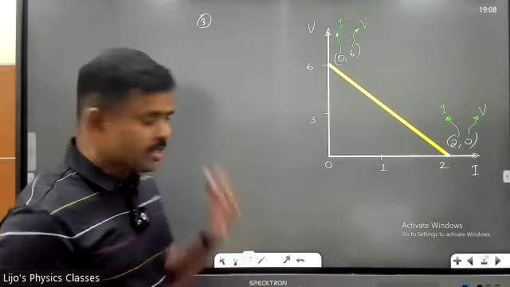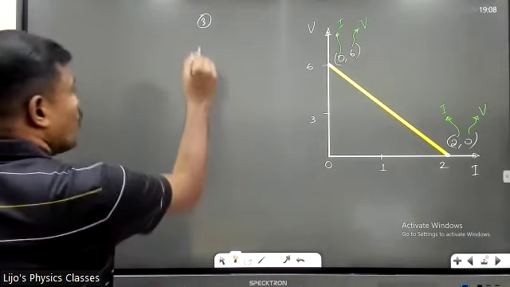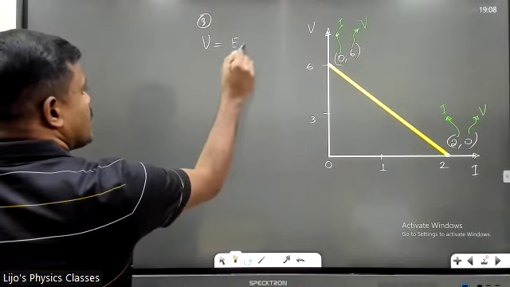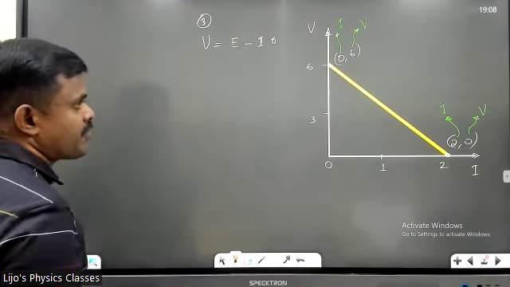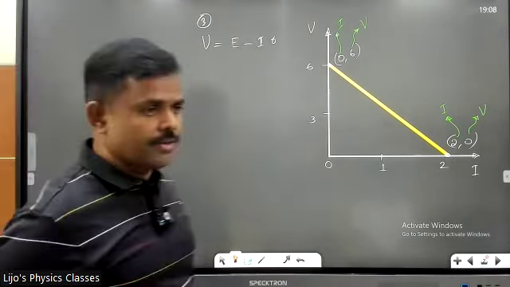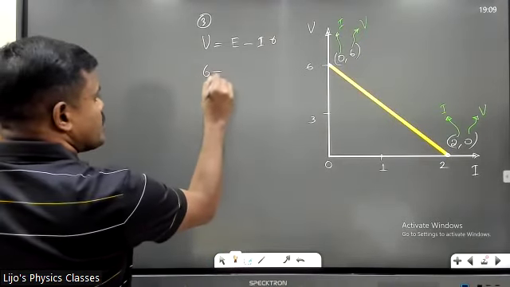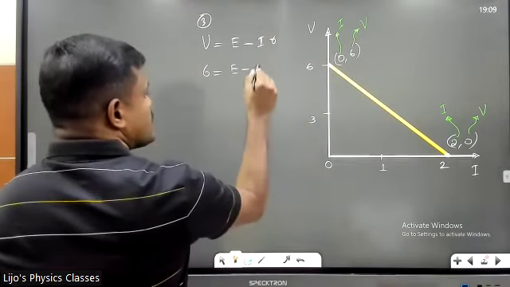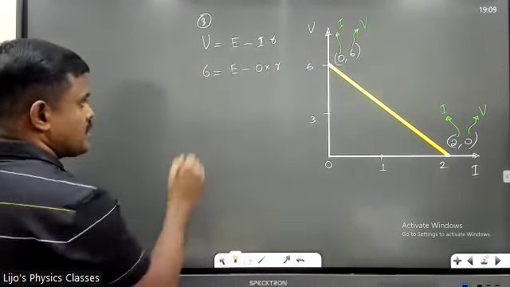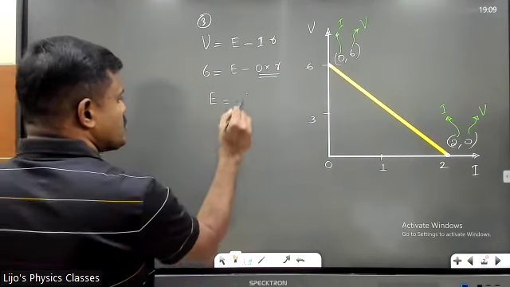Right. So first of all, write the equation. What is the equation you're going to use? V is equal to E minus I into R. So let us put the first location, the coordinates. Tell me, Dhruvi, what is here? At this point, V is 6, right? You can put the value. 6 is equal to E, which I have to find out, minus I, whose value there is 0, into internal resistance. So 0 into R will be 0. You get E is equal to 6.